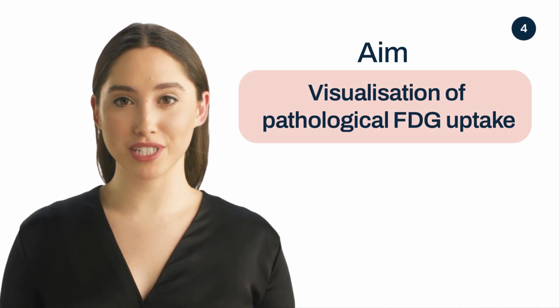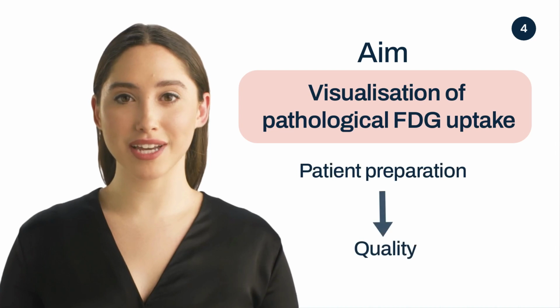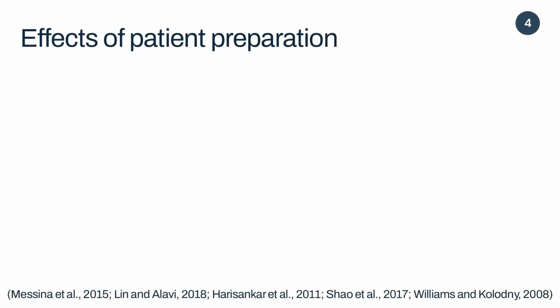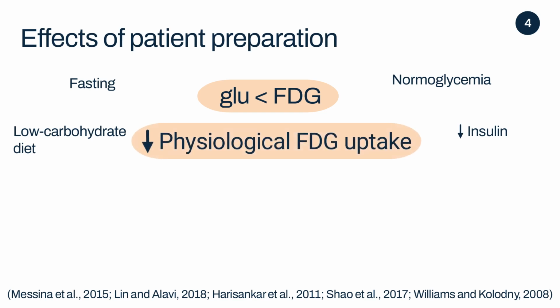Understanding the principles of glucose transport allows us to summarize the effects of patient preparation on the quality of PET-CT scan. Fasting and normoglycemia are important to minimize the amount of glucose that competes with FDG uptake. Furthermore, dietary preparation helps to minimize endogenous insulin secretion. Low insulin level and low carbohydrate diet have been shown to reduce physiological FDG uptake in muscles and fat tissue.